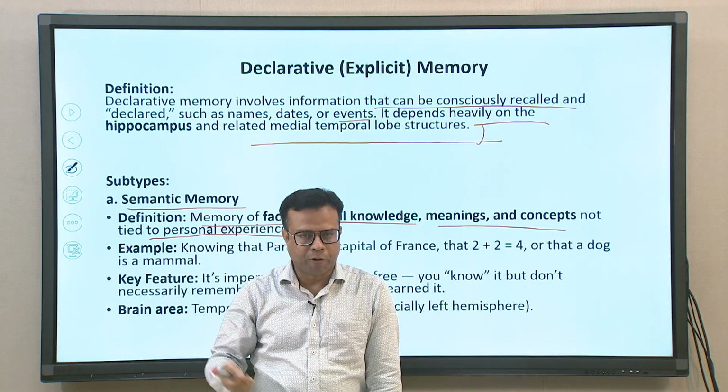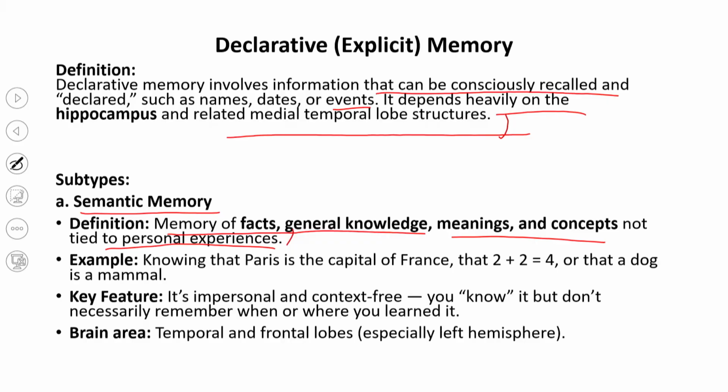These are all semantic memory. For example, knowing Paris is the capital of France, 2 plus 2 is 4, that a dog is a mammal. These are all facts and knowledge, and they all come under semantic memory.